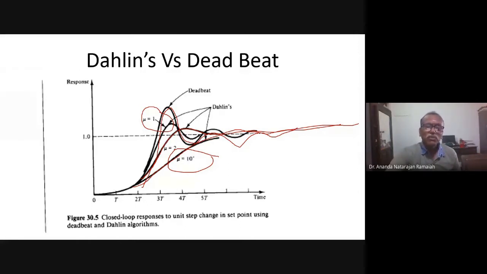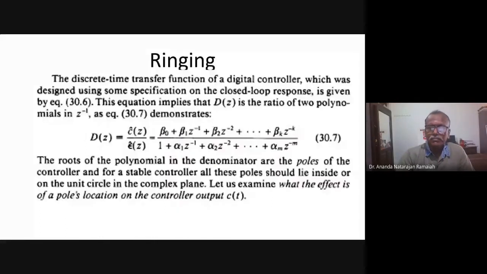So mu is the design parameter. We can select mu in such a way that the response is good, acceptable. Now let us move on to ringing. That is the topic today we are going to see. Ringing means the controller output itself oscillates between 2 sampling periods. In the first sampling period the controller output is positive, in the next sampling period it will be negative, and the third sampling period it will be positive. That is called ringing.